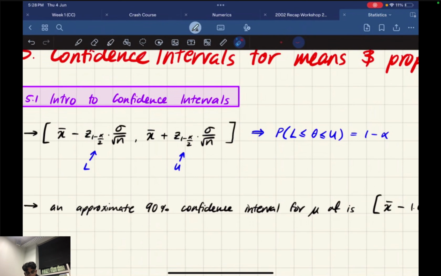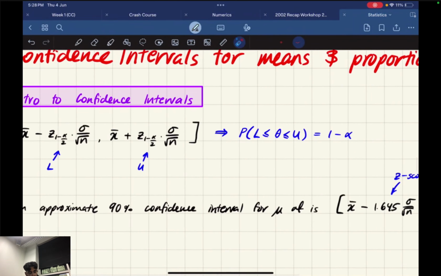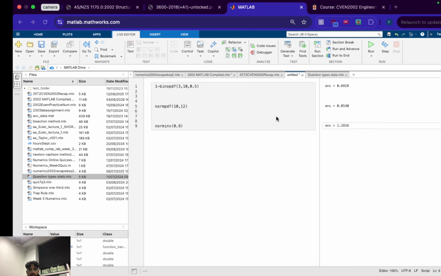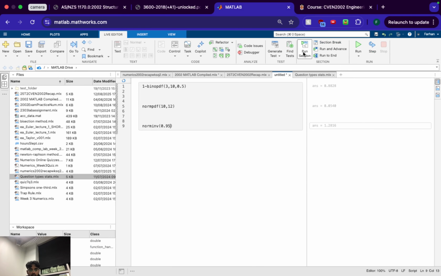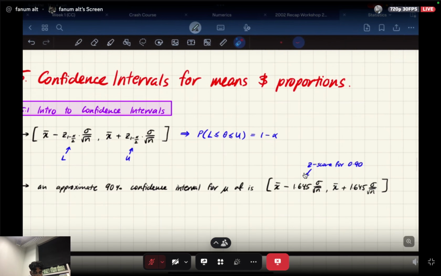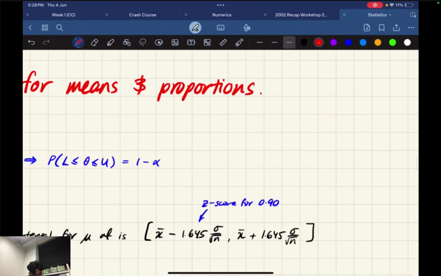Z-score over here, I'm gonna plug in. I've actually gotten it incorrect. Sorry. It should be 0.95. Yeah, that's right. The reason it's 0.95 is for 90% confidence.